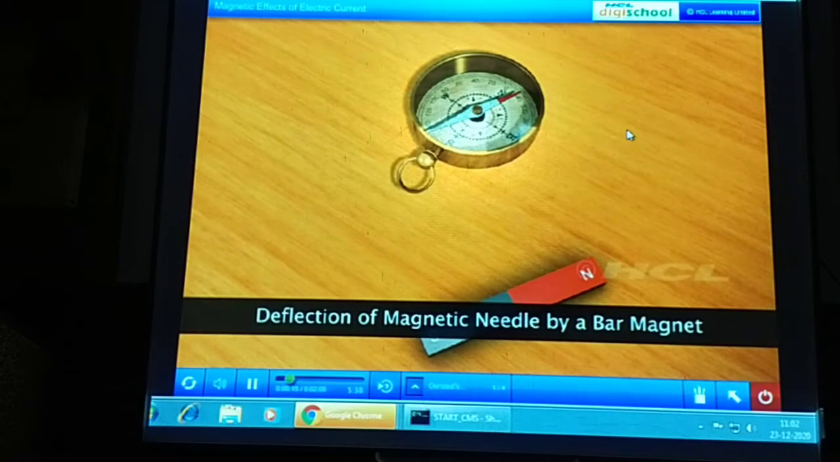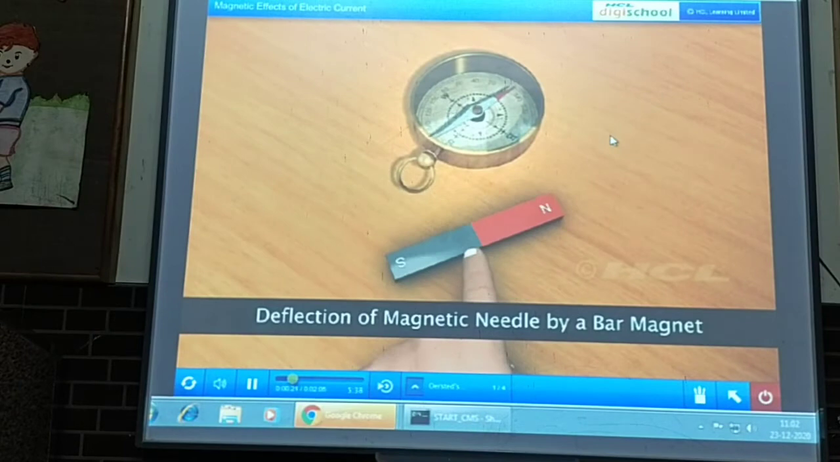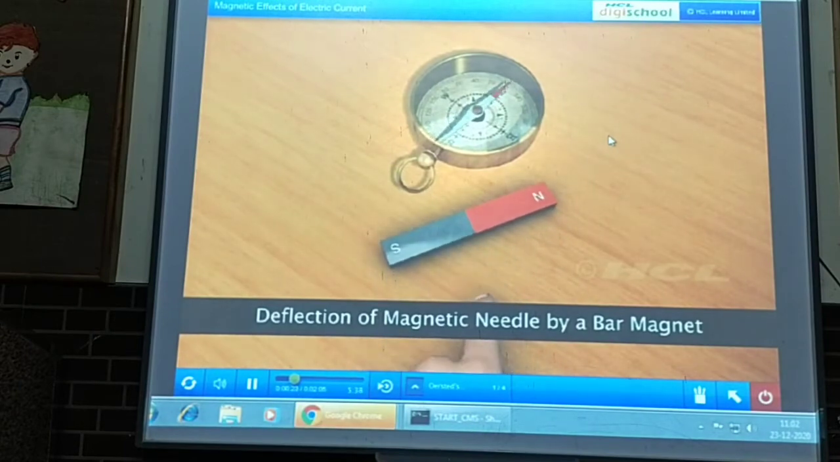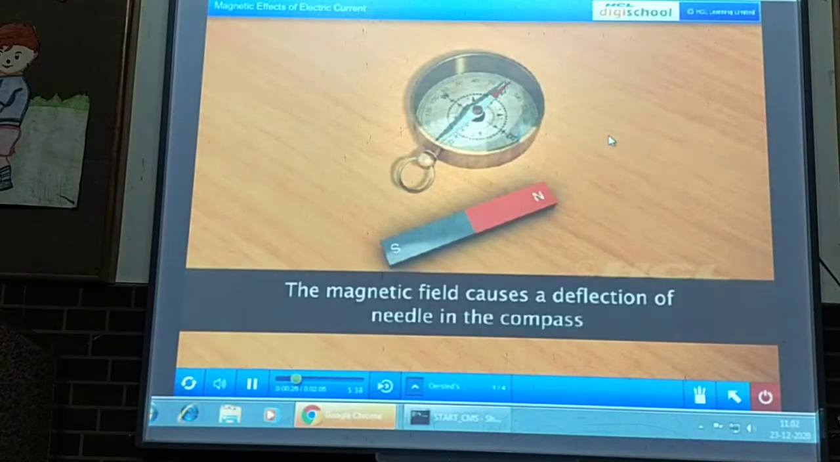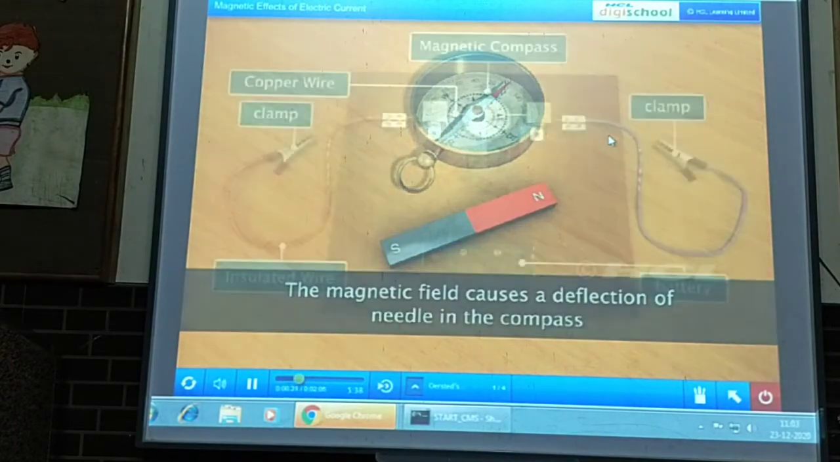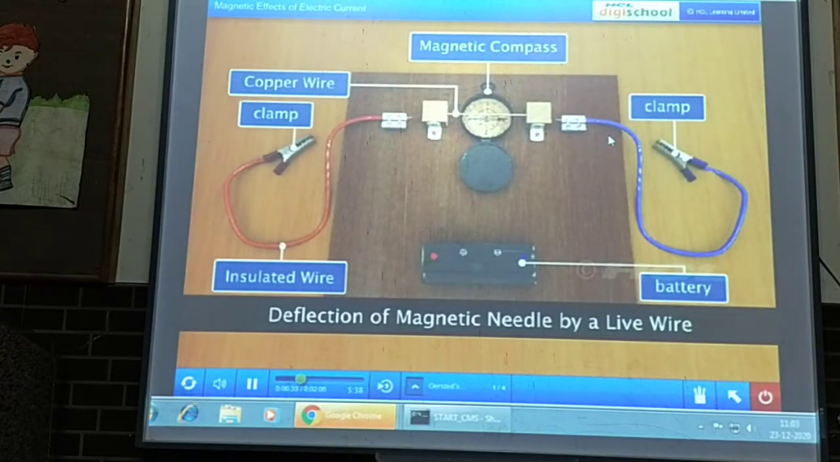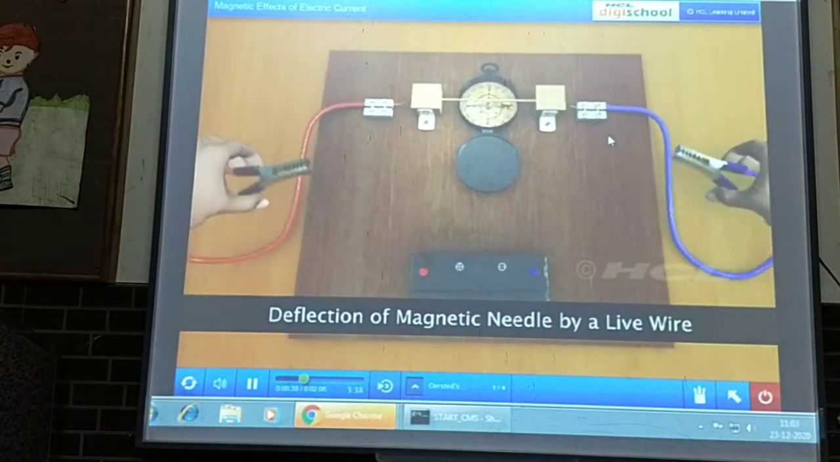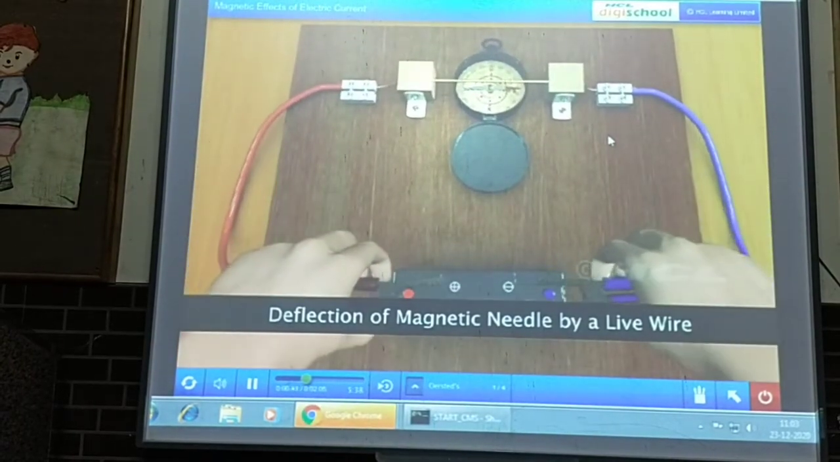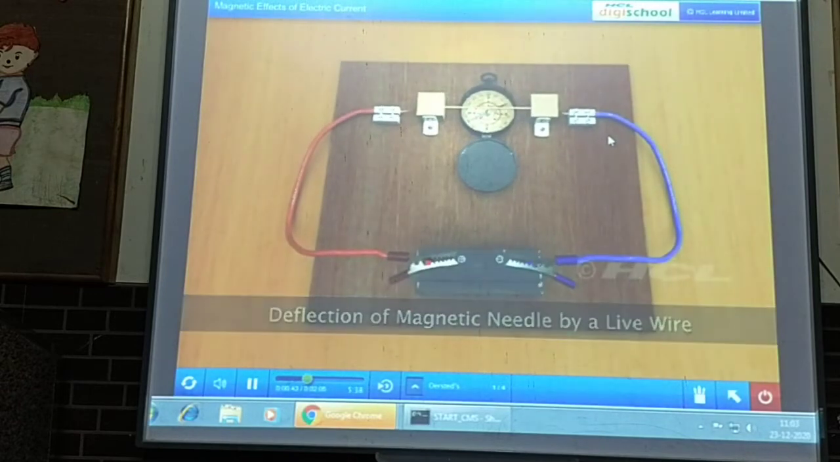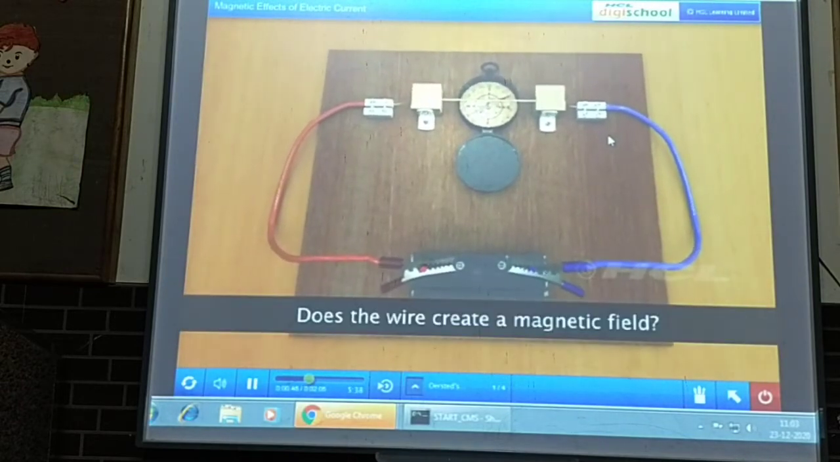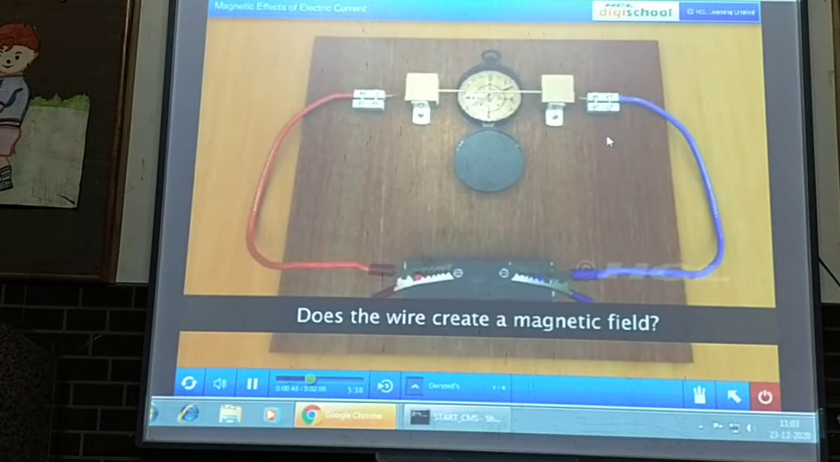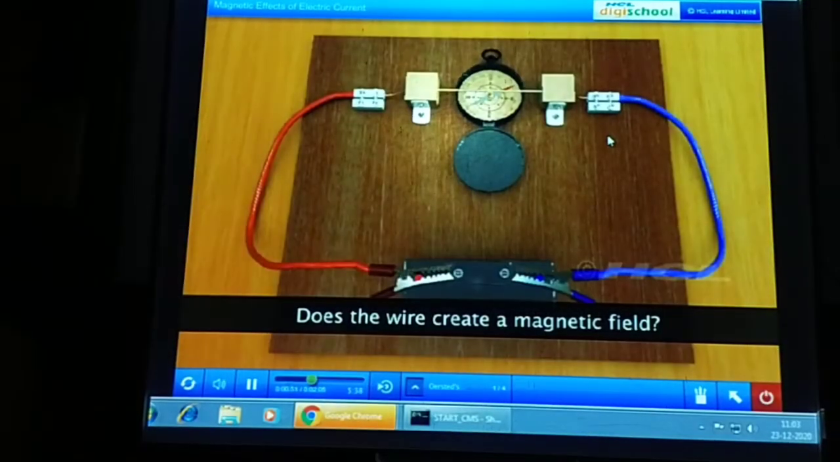If you place a magnetic compass near a bar magnet, you will notice a deflection of the needle. Do you know why the needle deflects? The needle is deflected due to the magnetic field created by the bar magnet. You will see a similar deflection in a compass placed near a live wire. Why? Is there a magnet inside the wire? No. Does the wire create a magnetic field? Let us explore.